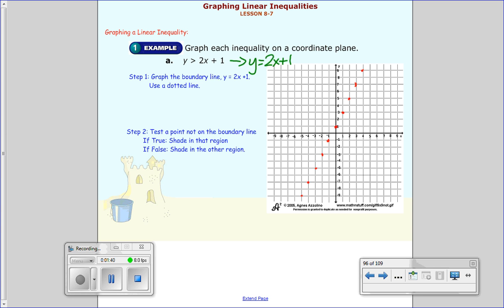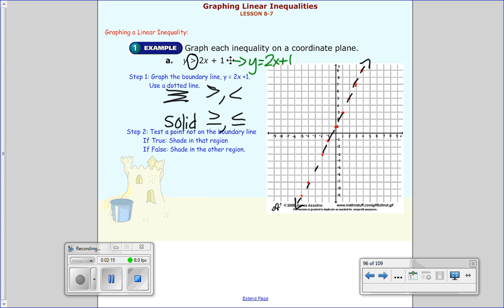Now, this is where it gets a little different, because usually we just make a straight line, and there we go, that's our graph. Except because we have this greater than, instead of using a solid line, we use a dotted line. We use a dotted line with just a greater than or less than symbol. The only time you use a solid line with inequalities is if it's greater than or equal to or less than or equal to. So here, because it's just greater than, I'm going to make a dotted line to connect these and put my arrows at the end.